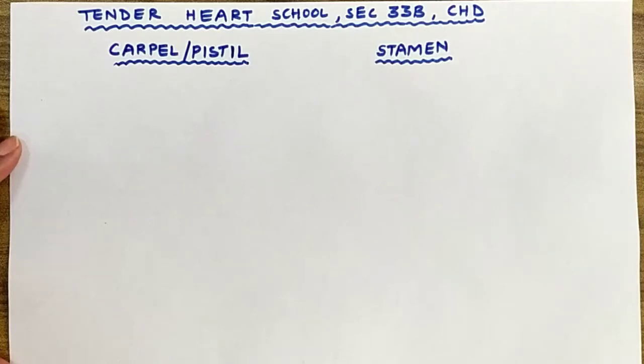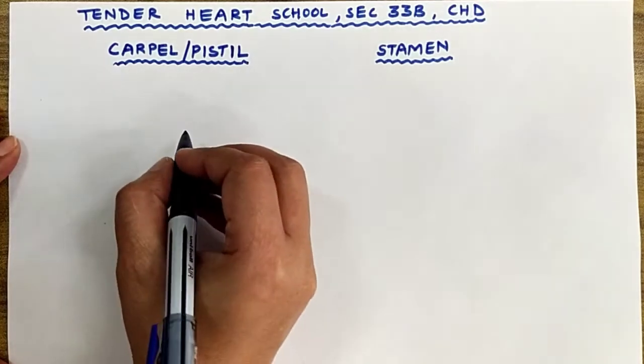Good morning, students. Today we will learn to draw the diagram of carpel, which is the female part of the flower, and the stamen, which is the male part of the flower. So let us first start with the carpel.